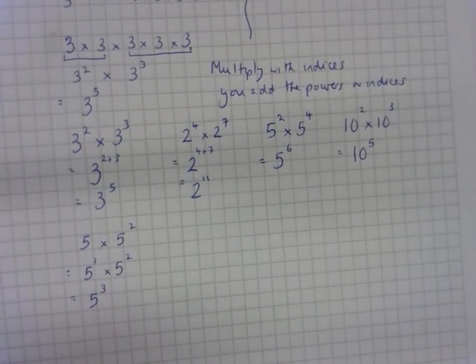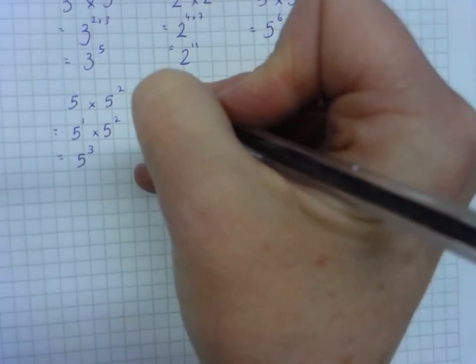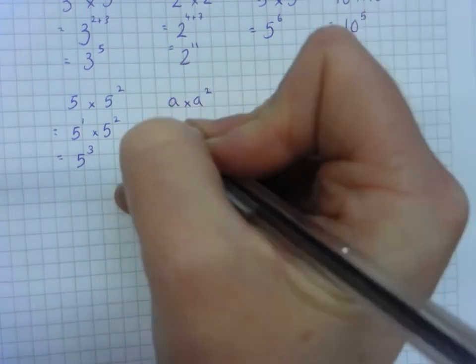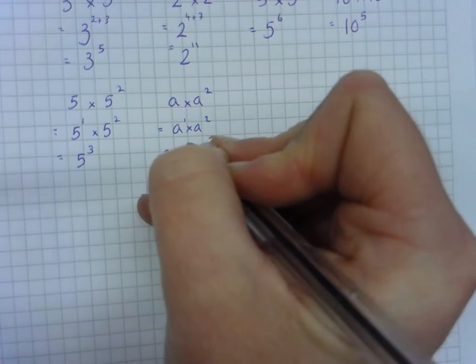Now, how does that work in letters? Well, it works exactly the same. So if you have a by a squared, that's a to the power of 1 by a squared, which is a to the power of 1 plus 2, which is 3.